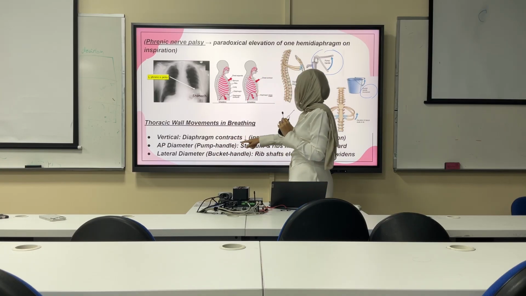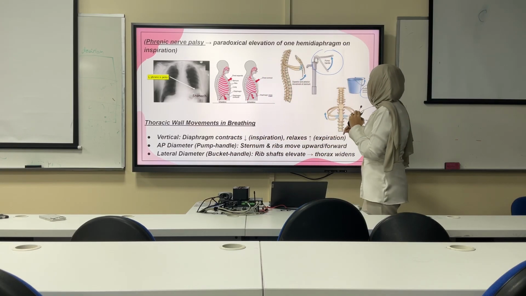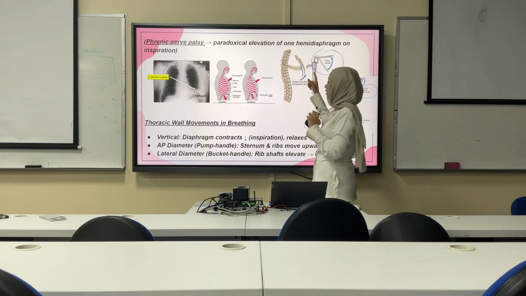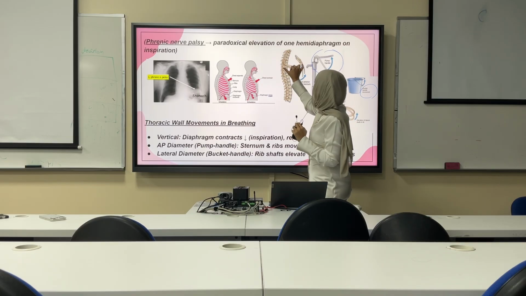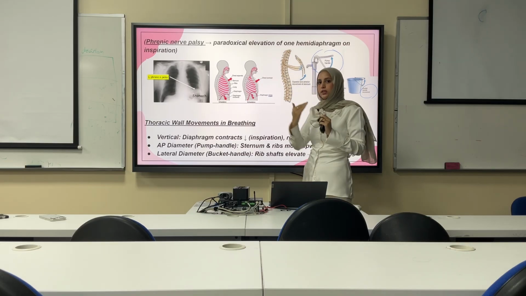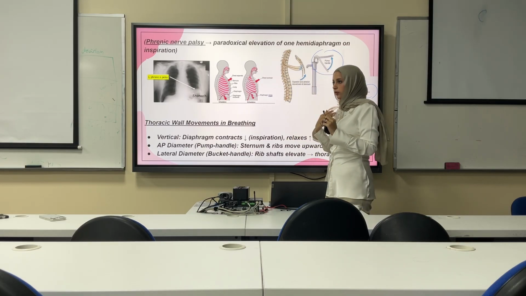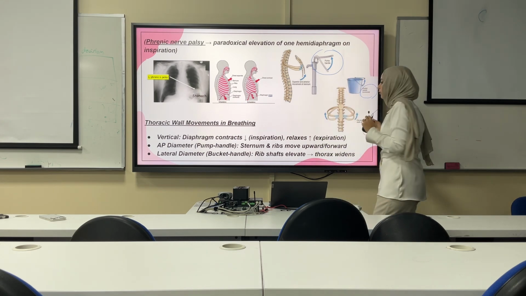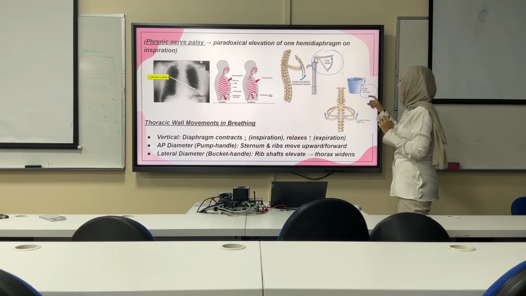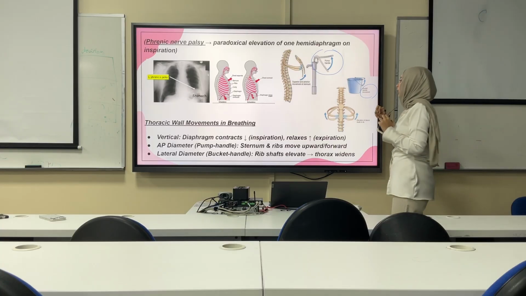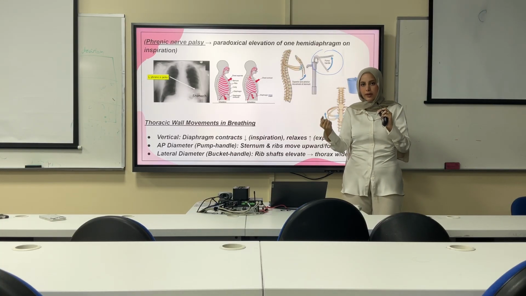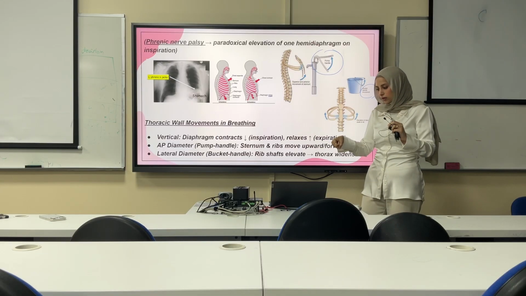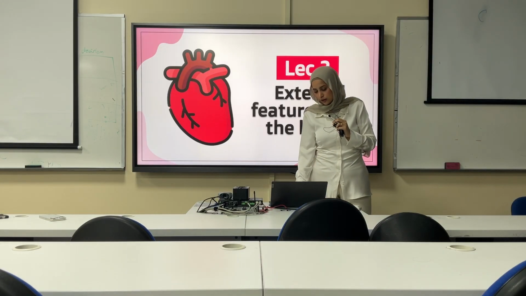Now the AP diameter, pump handle. So this one, how the AP diameter changes. You can see this is the anterior posterior. It raises up and then comes back down when you breathe, you see that already. And then we have the lateral diameter, also the same thing. It's a bucket handle movement, because the ribs are pulled up by the muscles, so it goes up and then comes down during expiration.